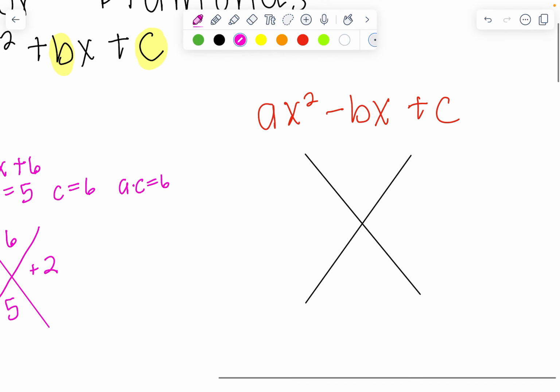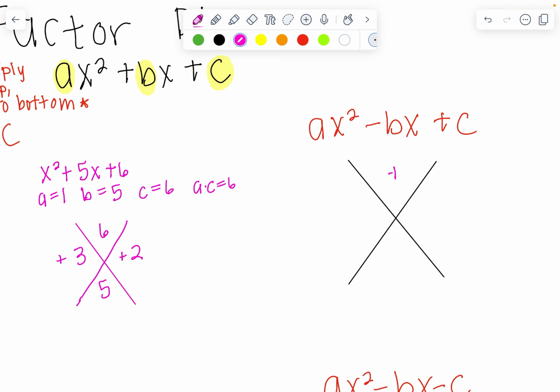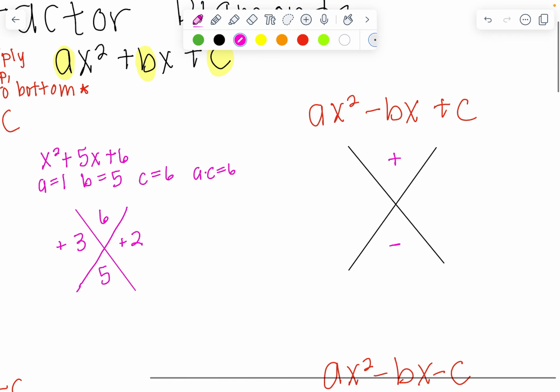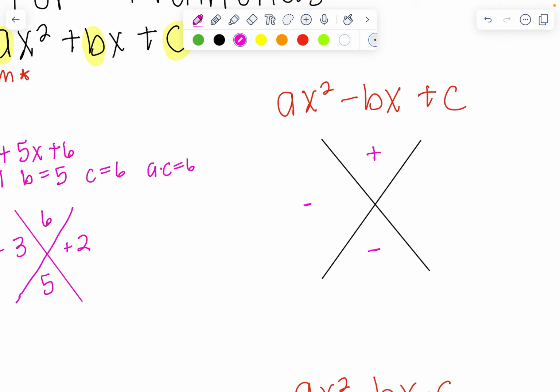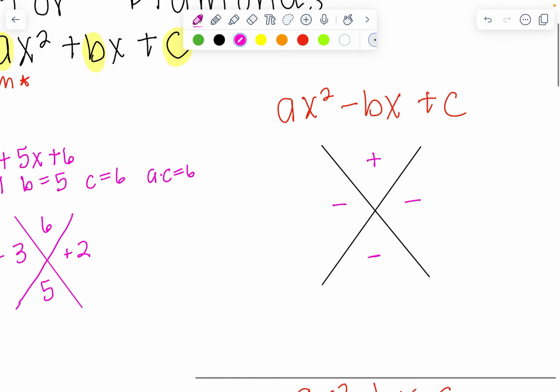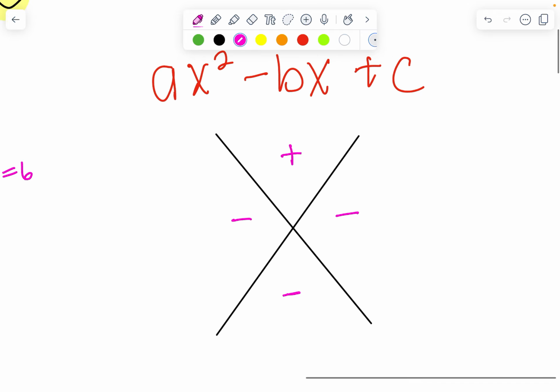Our next situation is when A and C are positive, but B is negative. In that case, the top is going to be positive, but the bottom's going to be negative. In order to multiply to a positive number, we either need 2 positives, like we did in our first situation, or 2 negatives. So in this case, the 2 side numbers are going to be negative. An example of this would be like x squared, we'll use the same one, minus 5x plus 6.